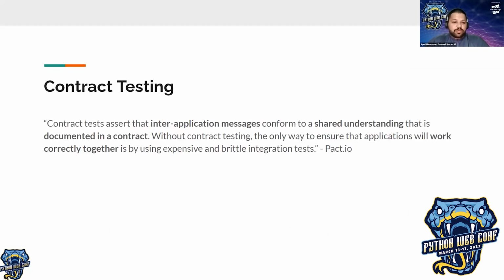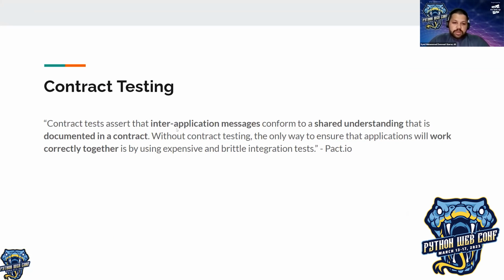So I have talked about contract testing, said it a few times. So what is it? Sharing the definition from Pact.io: a contract test asserts that inter-application messages conform to a shared understanding that is documented in a contract. Without contract testing, the only way to ensure that applications will work correctly together is by using expensive and brittle integration tests. So I have highlighted a few words here, like inter-application messages, shared understanding.